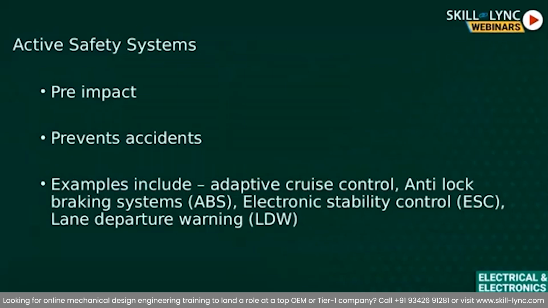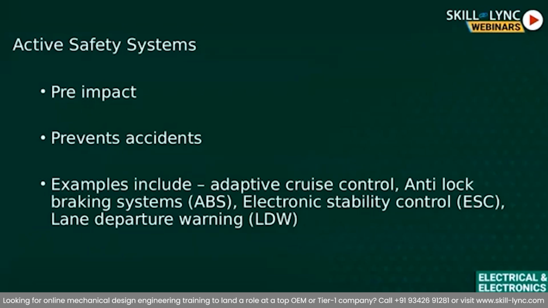Okay, so let us see the active safety systems in detail. We are going to see what active safety systems are and how they are different from passive safety systems. Active safety systems come into picture pre-impact, that is, these systems play a role before accidents happen. Examples include anti-lock braking system, electronic stability control system, lane departure warning system. Okay, these are examples of active safety systems. The primary role of these systems is to prevent accidents. It is interesting to note that in case of failure of one of these systems, it does not play any role in saving the life of a passenger. That is the role of passive safety system.